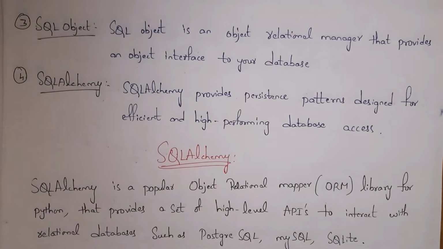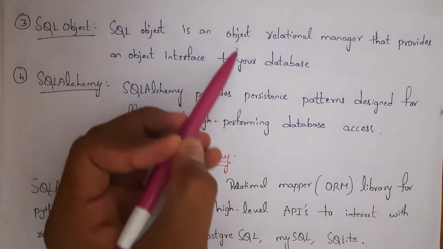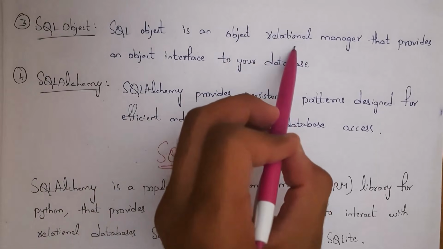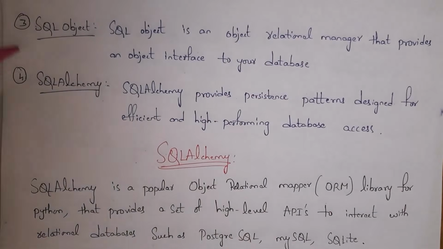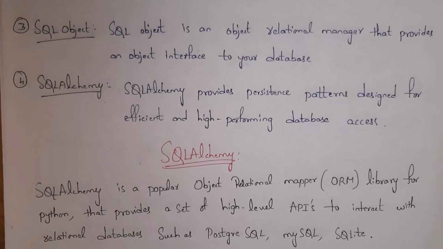Object relational managers: object is nothing but a Python program, and relational is nothing but a relational database. By using SQL Object and SQLAlchemy, we can establish communication between a Python program and a database. These are popular ORM tools for Python.